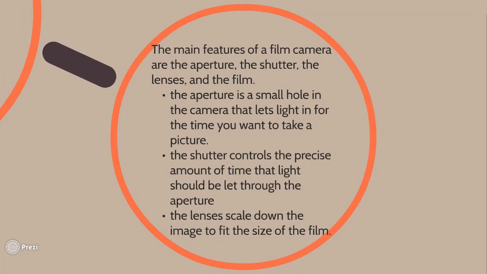The main features of a film camera are the aperture, the shutter, the lens, and the film. The aperture is a small hole in the camera that lets light in for the time you want to take a picture. The shutter controls the precise amount of time that light should be let through the aperture. The lens scales down the image to fit the size of the film. The image is reflected backwards onto the film to create a negative.